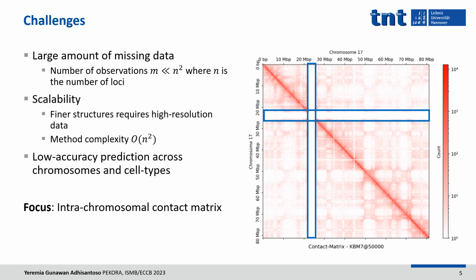The next is the problem with scalability. As I already explained earlier, the genome contains hierarchical structures, and in order to reveal them, we require high resolution data, or the bin size must be smaller. The problem with high resolution data or smaller bin size is that the contact matrix grows quadratically. As a result, our method also grows quadratically. And last is the problem with low accuracy prediction across chromosomes and cell types. Here, in our work, we focus only on the intrachromosomal contact matrix, which means the contact matrix that describes the interactions between a chromosome and itself.